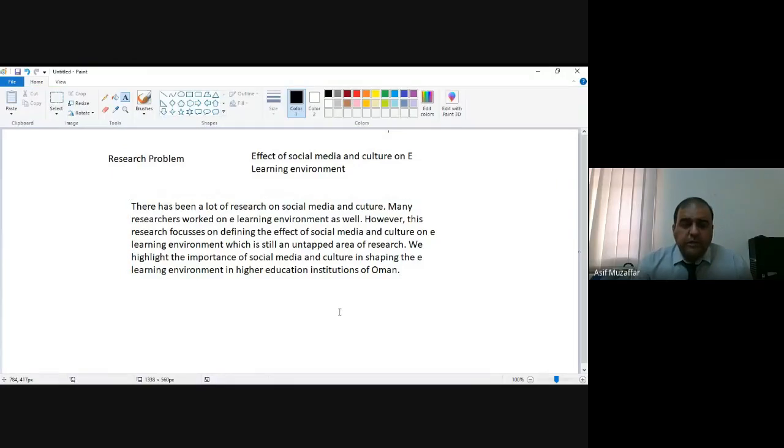Now, just read this research problem. Can you tell me what type of contribution I am making? Theoretical, contextual, or both? Please be careful while reading this research statement or problem statement. This is called research problem. This is called problem statement. This is called research statement. Just read this carefully and tell me, does it have theoretical contribution or contextual contribution or both?